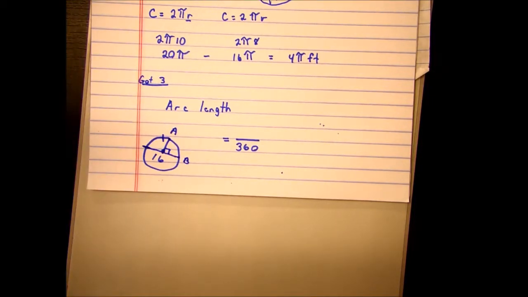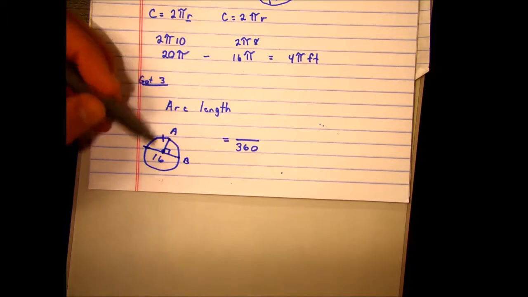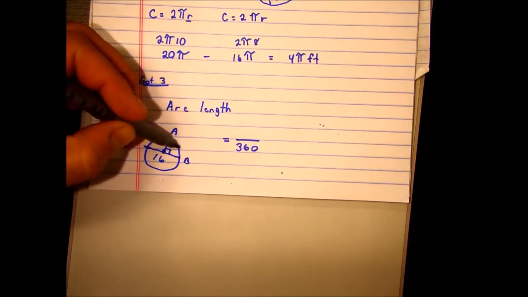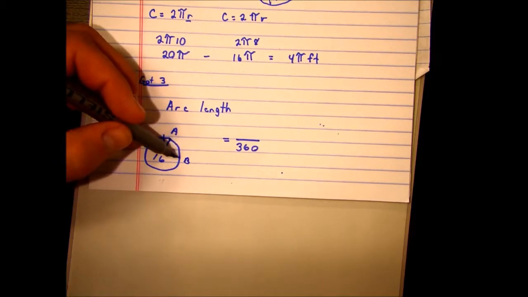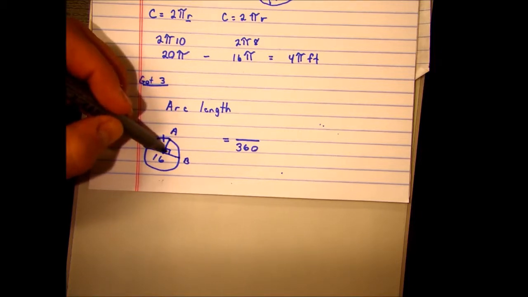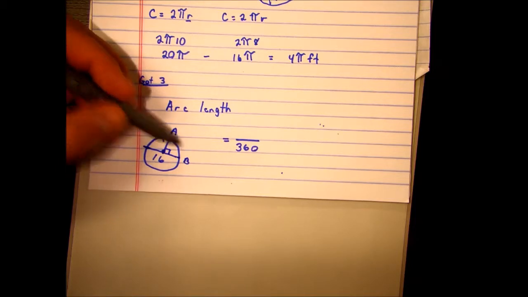Now, first of all, is that a major arc or minor arc? Hopefully you know it's a minor arc. And you should be able to tell me what the arc measurement is. It's 90 degrees, right? Because your central angle and your arc will always be the same. So whatever measurement is out here is the same that is here. If this is 90 degrees, then the arc measurement is 90 degrees.